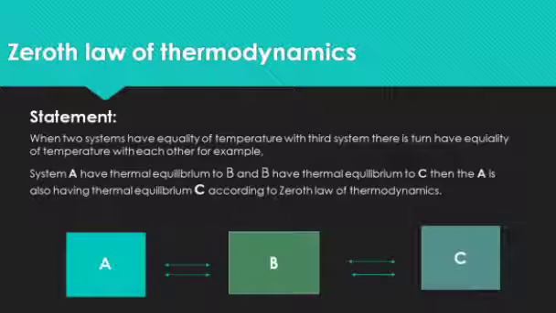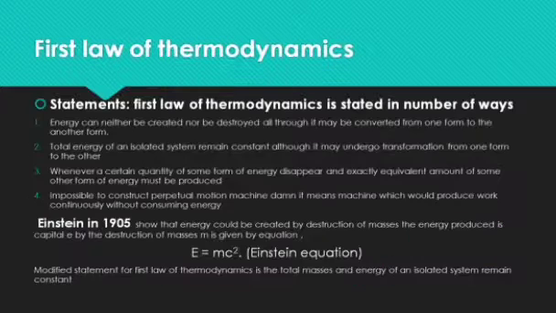See the first law, but before the first law there is the origin of thermodynamics, that is the zeroth law of thermodynamics. The statement: when two systems are in equality of temperature with a third system, they in turn have equality of temperature with each other. For example, system A is in thermal equilibrium with B and B is in thermal equilibrium with C, then A is also in thermal equilibrium with C according to the zeroth law of thermodynamics.